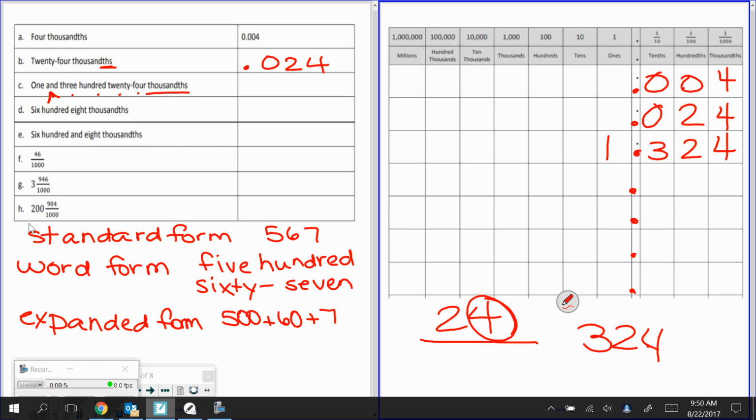1.324. Start practicing saying them right. 1 and 324 thousandths. Try not to say point. You're not always going to get it right, but it's a good habit because it helps you when you get to the fraction form to automatically convert it to a decimal.